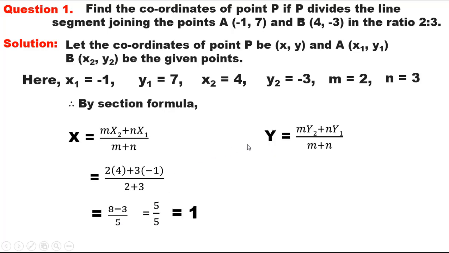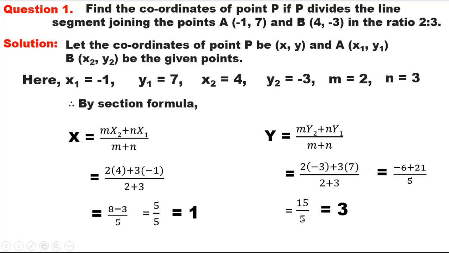While the y coordinate of the point P is equal to m of y2 plus n of y1 divided by m plus n. m is equal to 2, y2 is equal to -3, n is equal to 3 and y1 is equal to 7. Means 2 into -3 plus 3 into 7 divided by 2 plus 3 is equal to -6 plus 21 upon 5, therefore 15 upon 5. Then y is equal to 3. The coordinates of the point P are (1, 3).